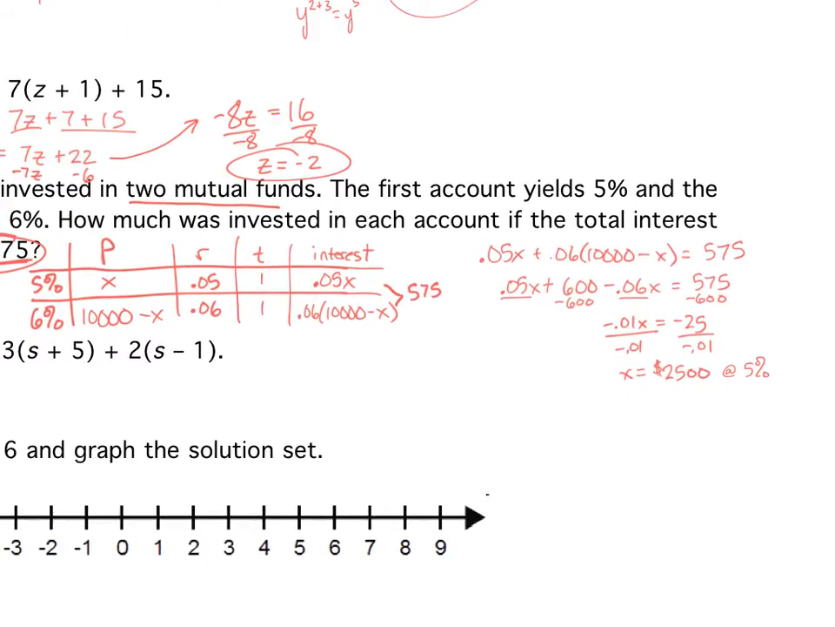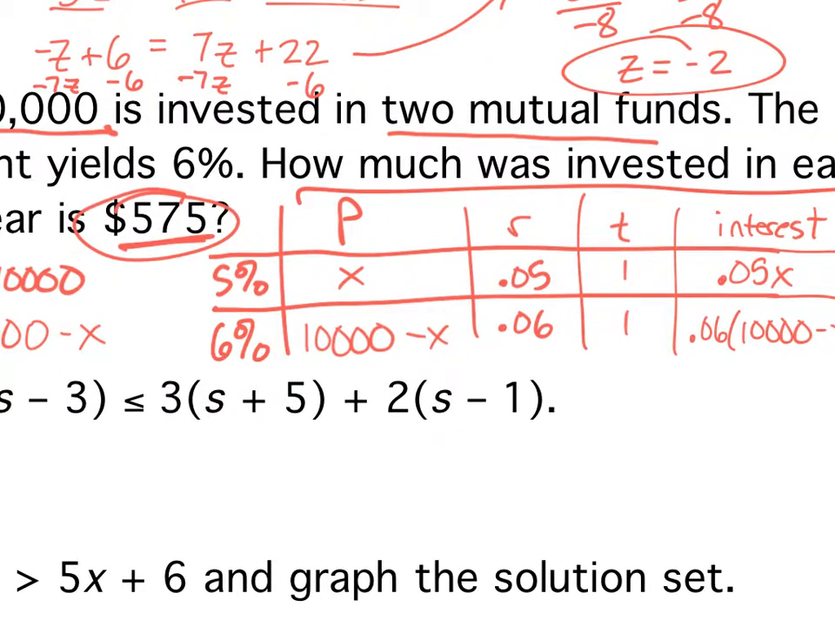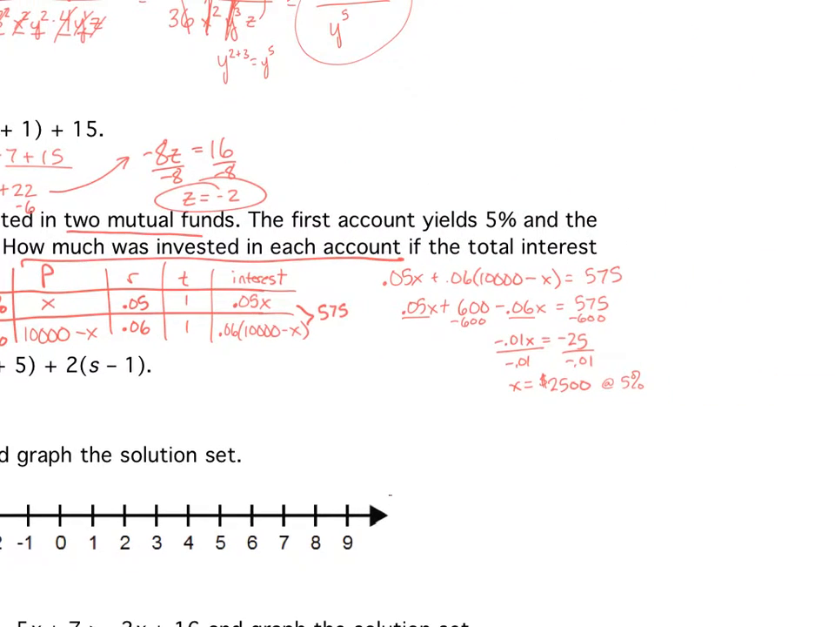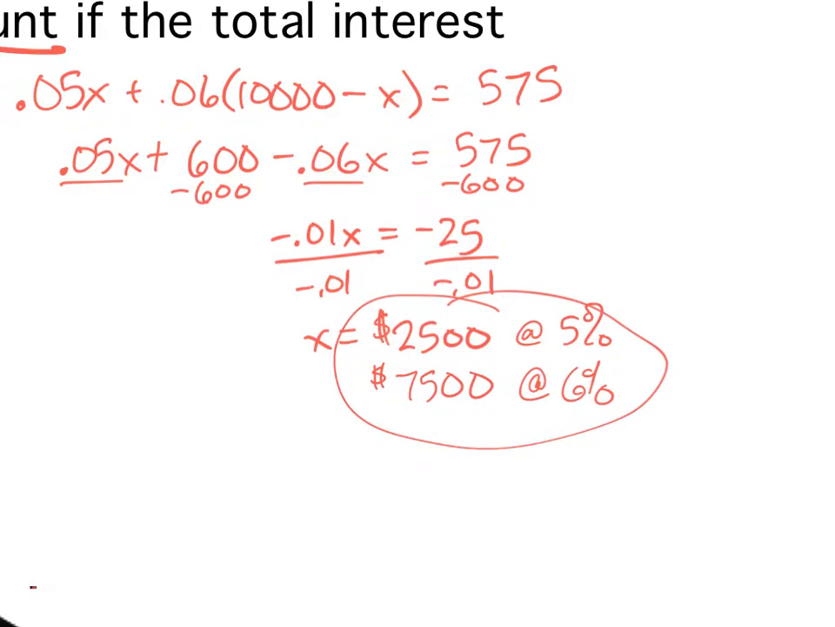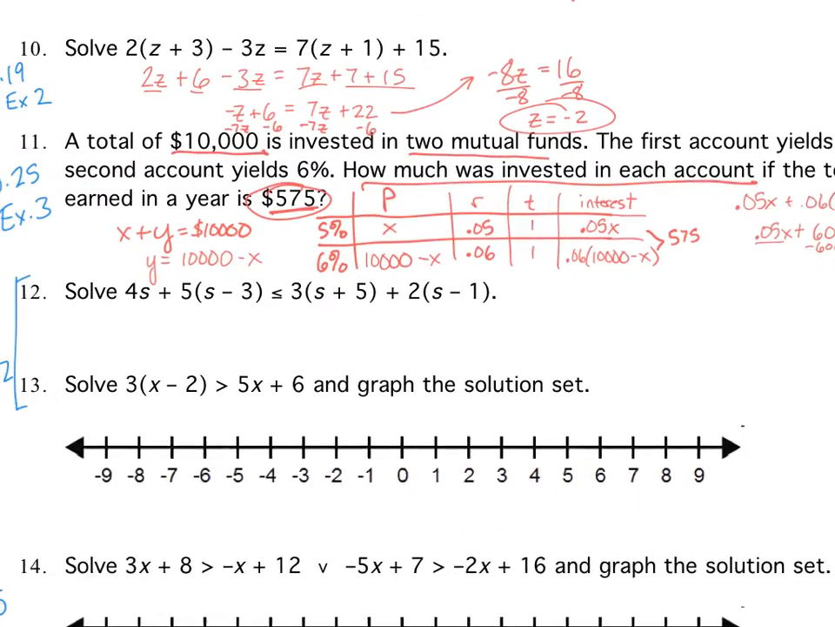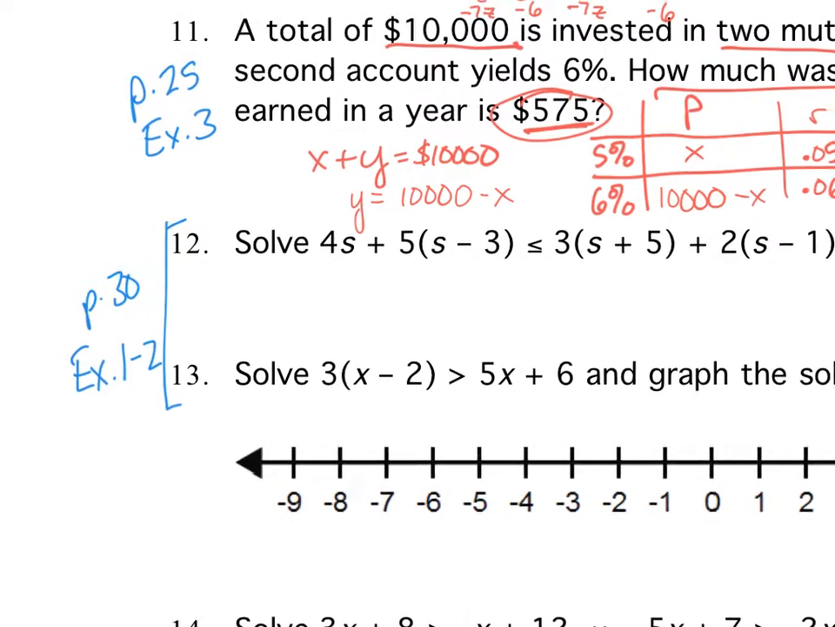I also need to tell, they want to know how much was invested in each account, not just one of the accounts. So I know that the second account, the amount invested is 10,000 minus x. So if I take 10,000 and subtract x, that means the second account has $7,500 in it, and that was at the 6%. So we want both numbers, and we want to properly label them so we know which number goes with which account. And again, if you need more help on that sort of problem, page 25, example 3 is just like this with different numbers. So you can see them work it out again.